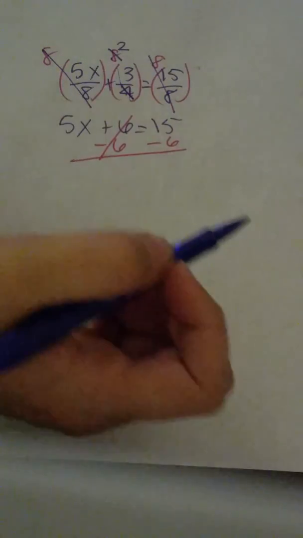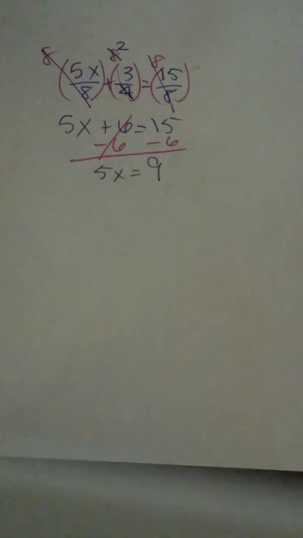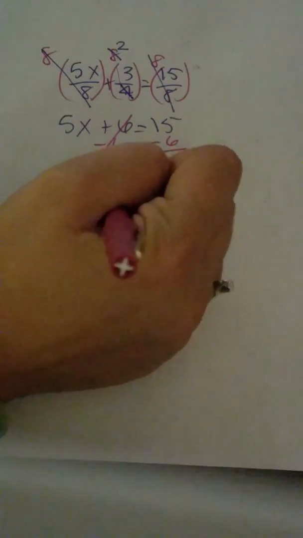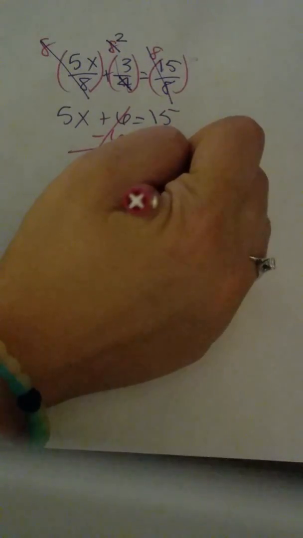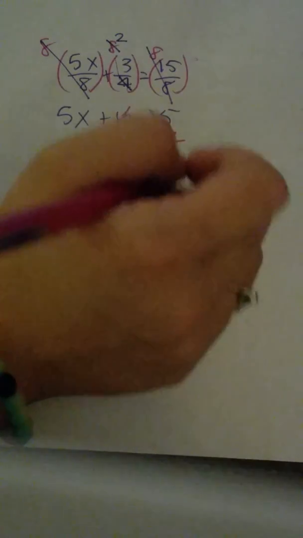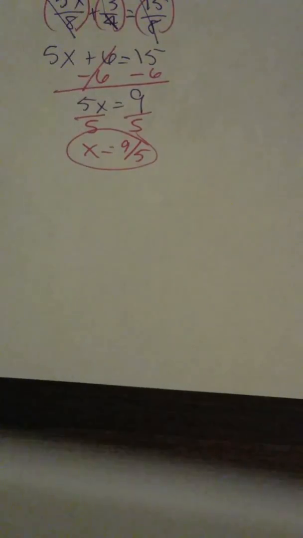Subtraction. Why did we subtract 6? It's the opposite of positive, and to get the variable by itself. All right, and what's 15 minus 6? 9. And what do we do next? And x equals? 9 divided by 5 is what? 1.8. Or 9/5. Not 45. Yes.